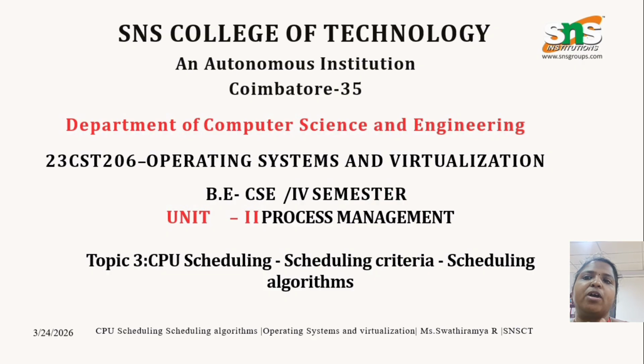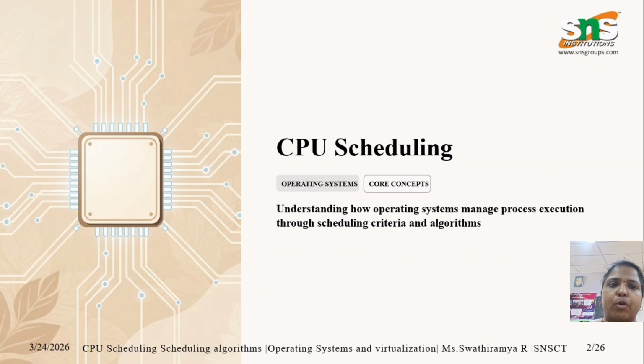In this video, we are going to discuss CPU scheduling and why CPU scheduling is needed. Let me start from the first. CPU scheduling is a process used by the operating system to decide which task or process gets to use the CPU at a particular time. This is very important because a CPU can only handle one task at a time.